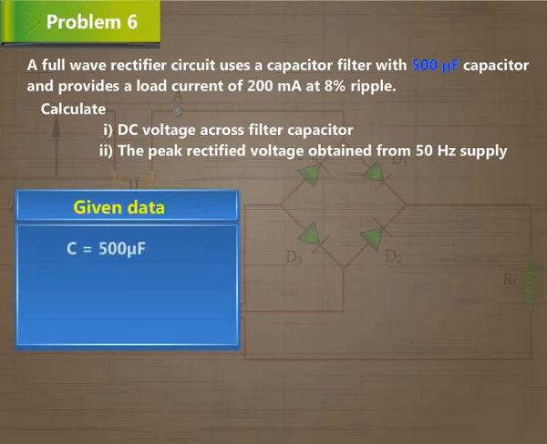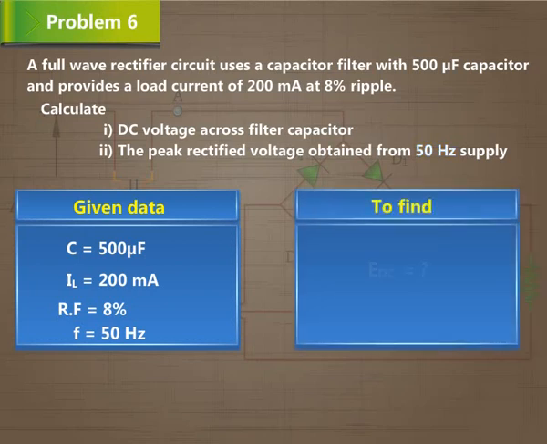Given data, capacitance C is equal to 500 microfarad. Load current IL is equal to 200 milliamps. Ripple factor is equal to 8% and frequency F is equal to 50 Hz. To find DC voltage EDC is equal to and maximum value of AC voltage ESM is equal to what?